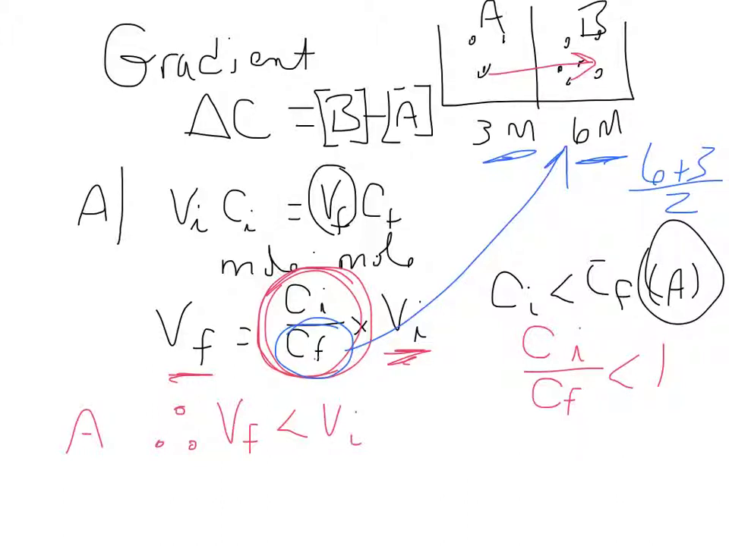The initial concentration was 3, so we have 3 divided by 9 divided by 2 is 4.5 times the initial volume, whatever it is, and therefore we have the final volume.